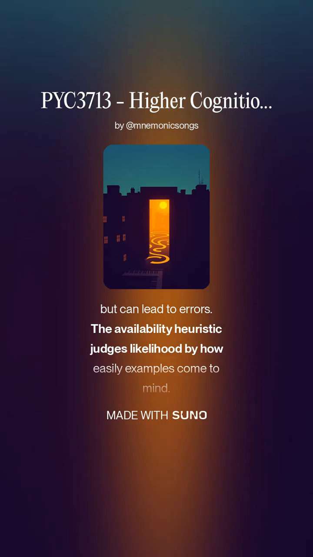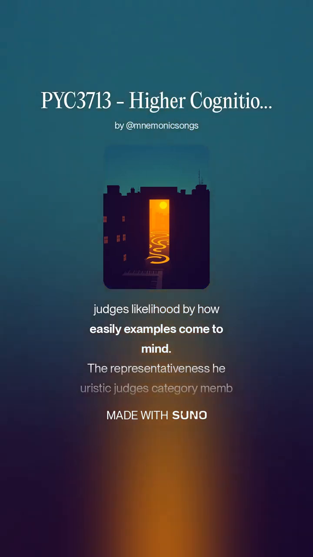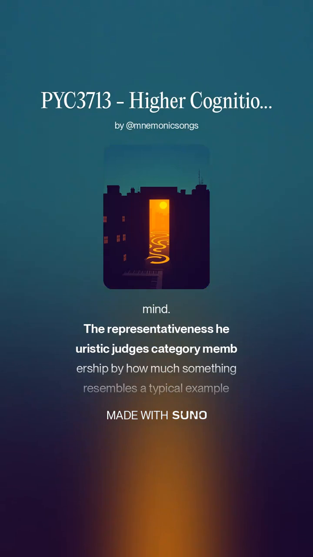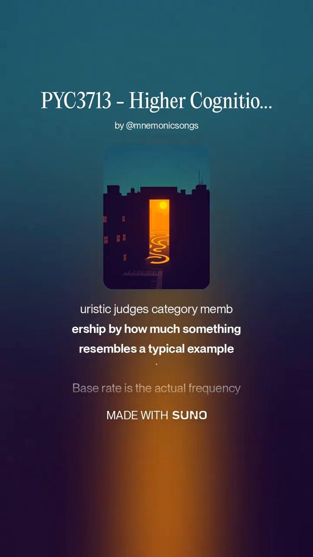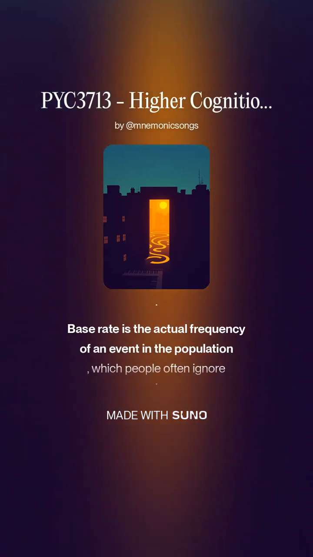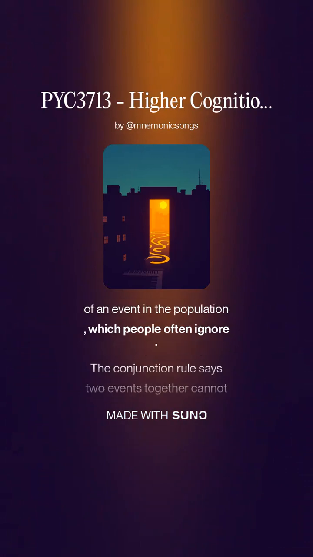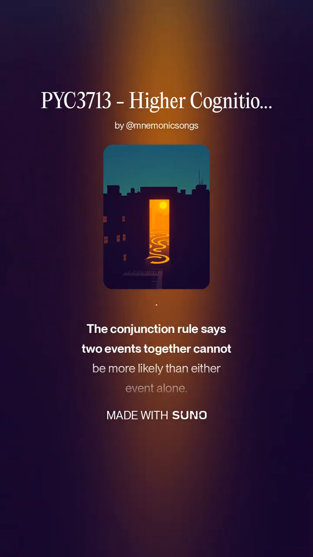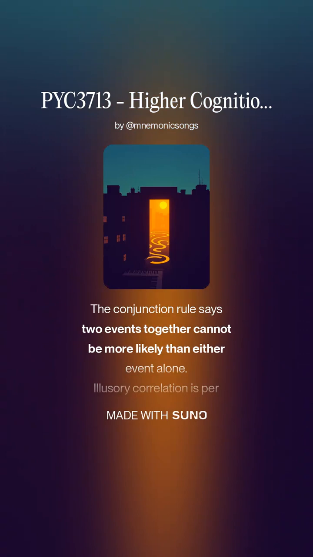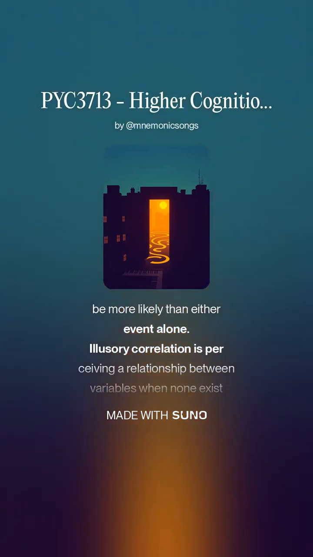The availability heuristic judges likelihood by how easily examples come to mind. The representativeness heuristic judges category membership by how much something resembles a typical example. Base rate is the actual frequency of an event in the population, which people often ignore. The conjunction rule says two events together cannot be more likely than either event alone.